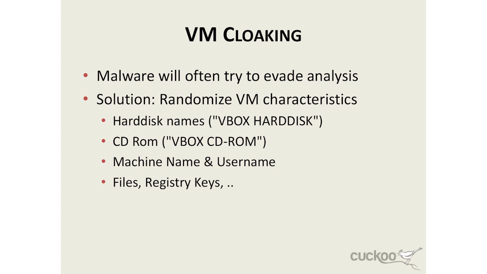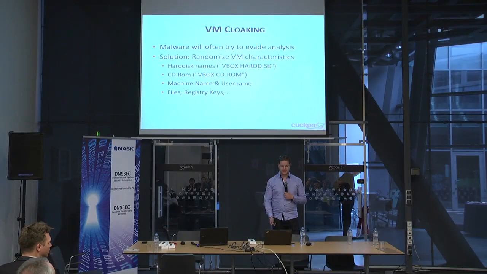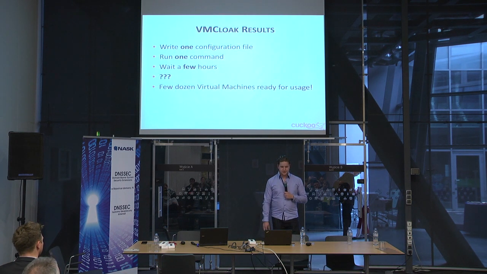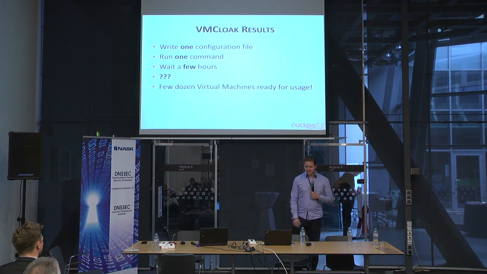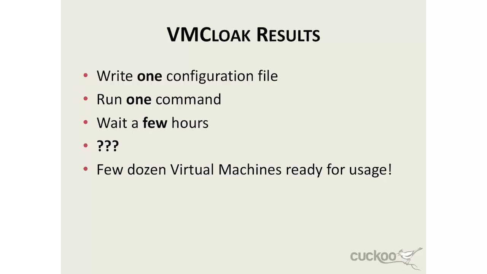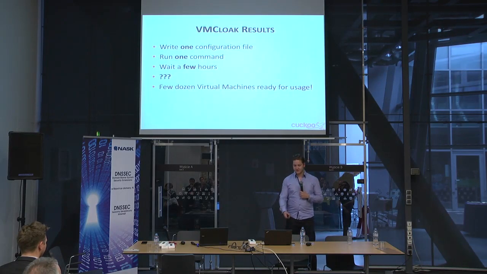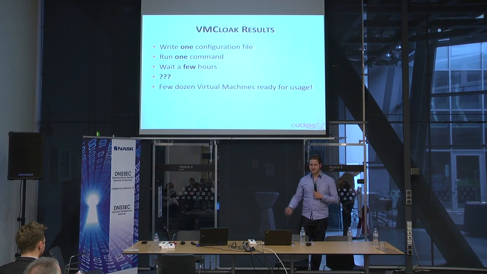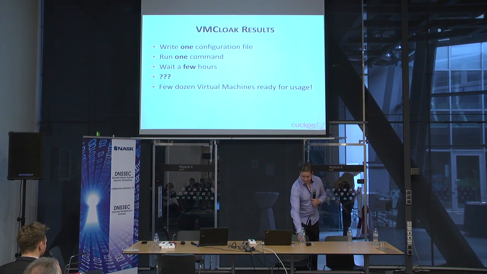So the cloaking, very important. Already mentioned it mostly, but it also randomizes the virtual machine as much as possible, as in all the factors that we know of. And the result is virtual machines, yay. So basically, if you have a big machine and you want to set up 30 virtual machines, you just run the command in a for loop, and you wait a few hours and you're good to go.